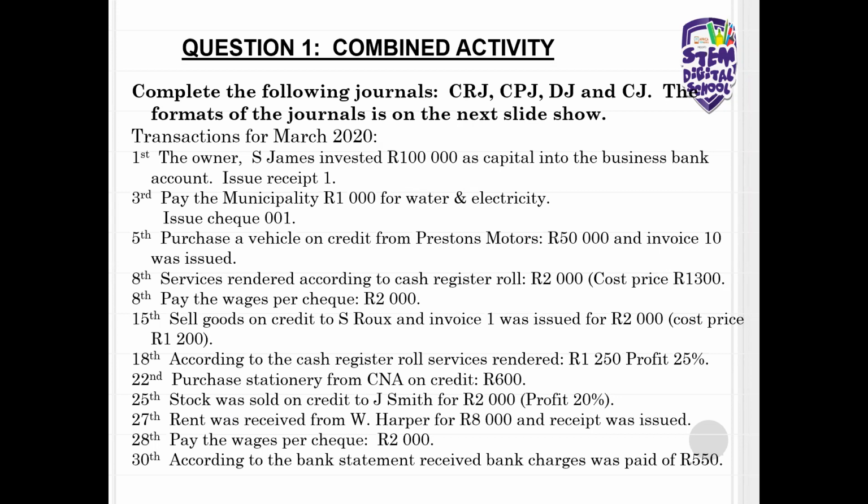On the 27th, rent was received from W. Harper for 8,000 rand, and the receipt was issued. On the 28th, pay the wages per check, 2,000 rand. And on the 30th, according to the bank statement, bank charges that were paid of 550 rand. Right, so there are your transactions.